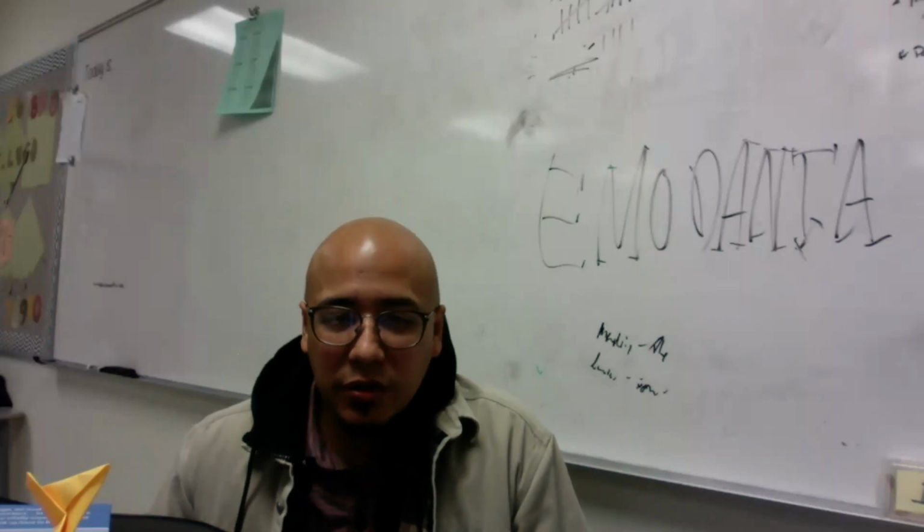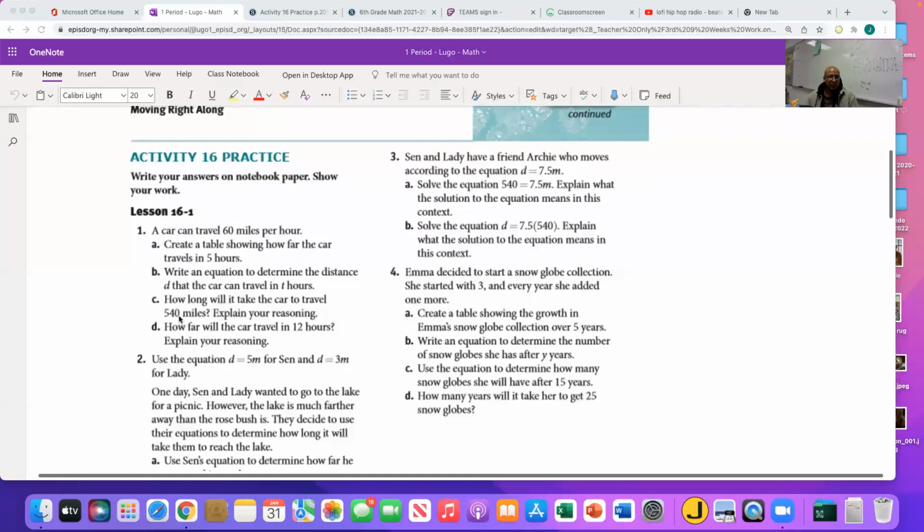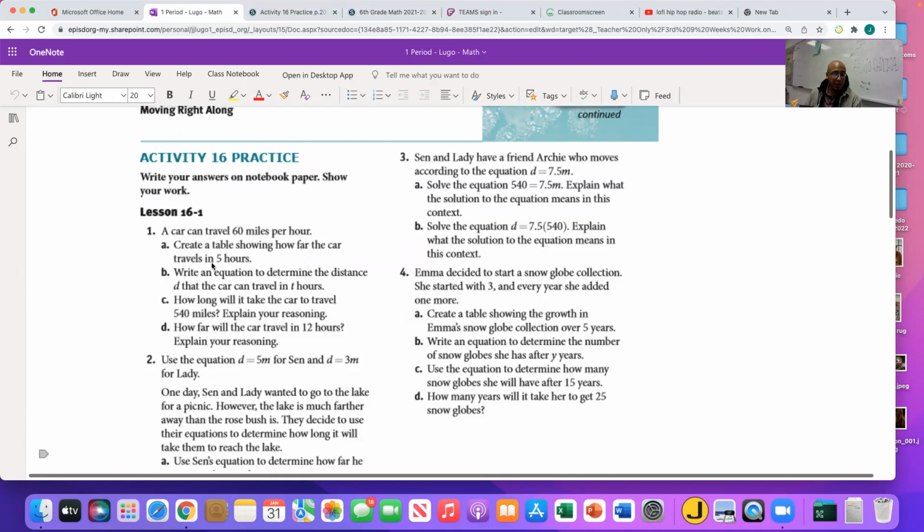Today, we're going to be going over Activity 16 practice. And let's begin. We begin with number 1. A car can travel 60 miles per hour. And number 1A, we want to create a table showing how far the car can travel in 5 hours.